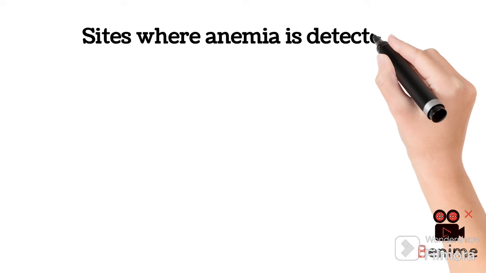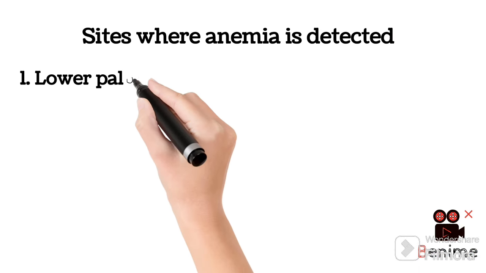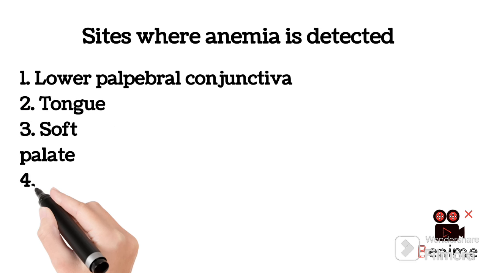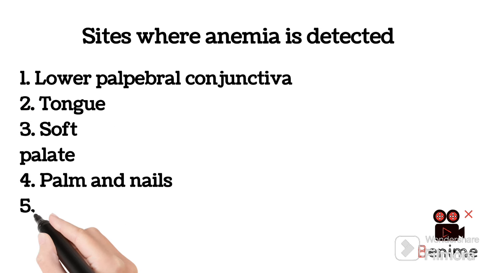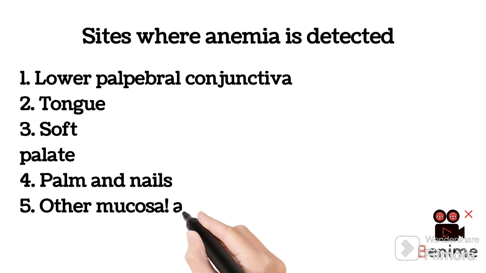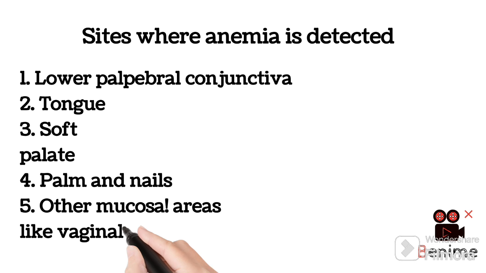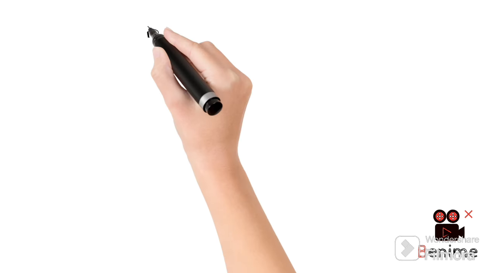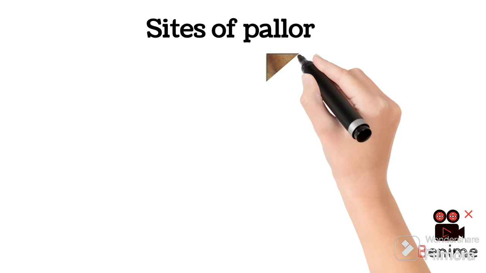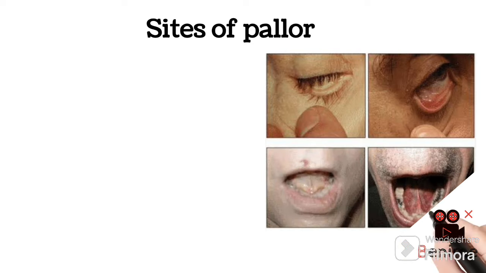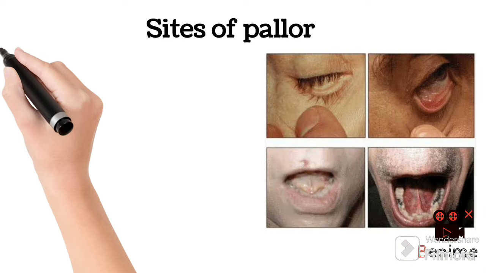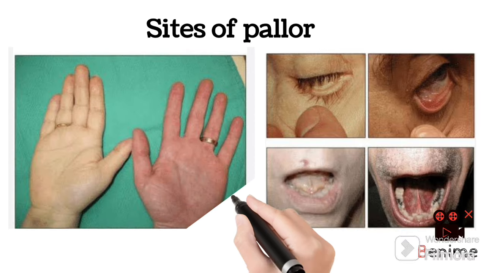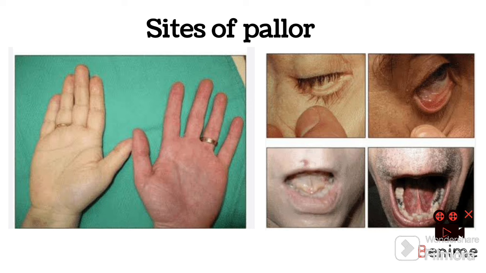Sites where anemia can be detected, that is the pallor. First, lower palpebral conjunctiva. Second, tongue. Third, soft palate. Fourth, palm and nails. Fifth, other mucosa areas like vaginal wall or rectum mucosa. Sites of pallor: as you can see in these pictures, the sites of pallor are the lower palpebral conjunctiva, tongue, palmar crease, palms, etc.